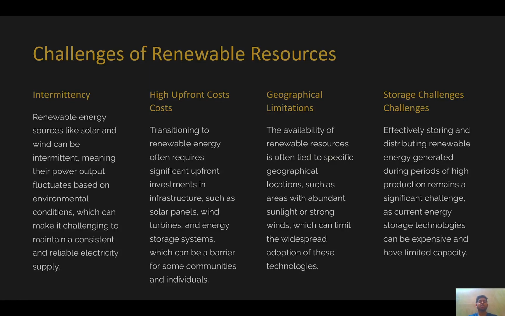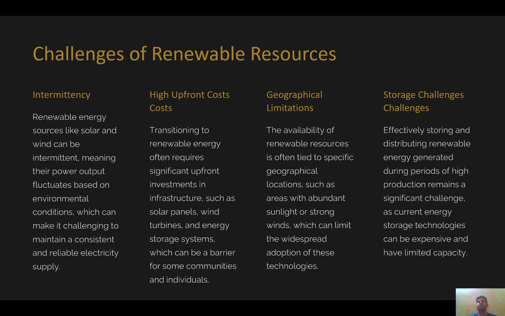High upfront costs. Transitioning to renewable energy often requires significant upfront investment in infrastructure such as solar panels, wind turbines, and energy storage systems, which can be a barrier for communities and individuals. Next one is geographical limitations. The availability of renewable resources is often tied to specific geographical locations, such as areas with abundant sunlight or strong wind, which can limit the widespread adoption of these technologies.